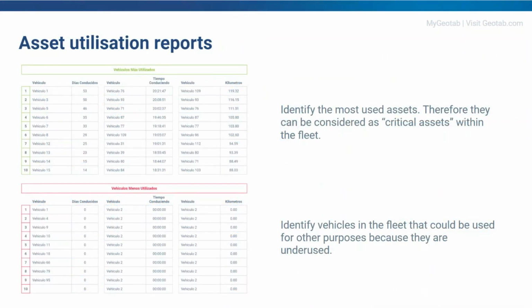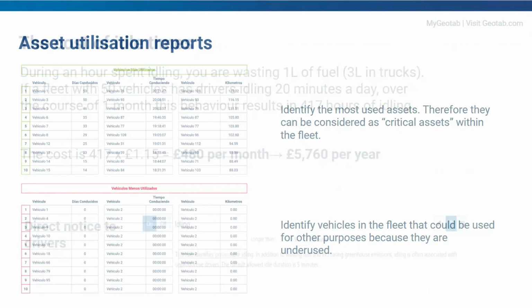The asset utilization reports as well. These are very, very useful. You can identify the most used assets and the more critical assets to the business, and what are the underused vehicles that could be used or outsourced elsewhere to aid productivity, or therefore even lose the vehicles, just get shot of them and reduce the vehicle costs over the course of time.